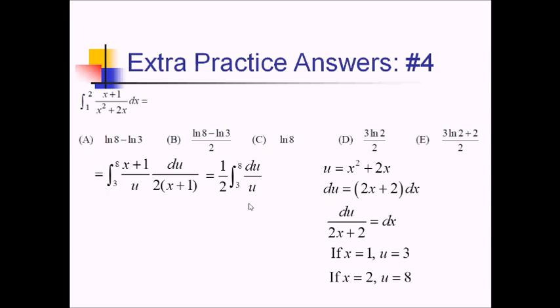And now we can take the antiderivative of that, which is just 1/2 times the ln of absolute value of u, evaluated from 3 to 8. And now plugging in 8 and 3, I've got ln of 8 minus ln of 3, all over 2 if I divide by 2 instead of multiplying by 1/2. And that's going to give me answer choice B.